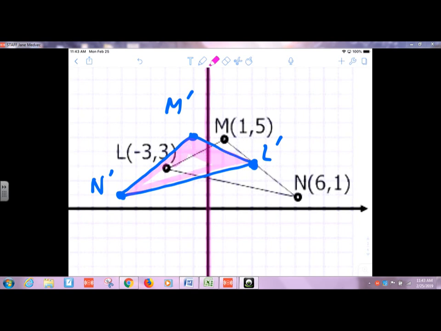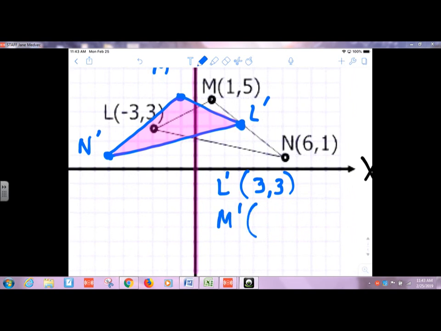What's going to happen in the future is we're going to have not only 2 triangles or 2 figures in the example, there's going to be more than that. And then finally, I'm going to end with L prime. My ordered pair is going to be 3, 3.